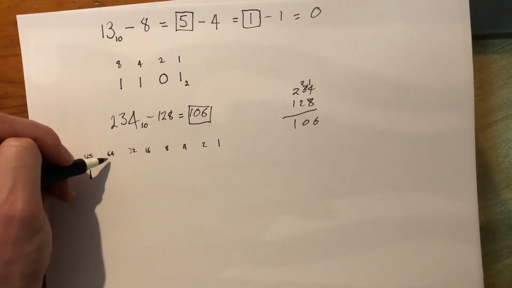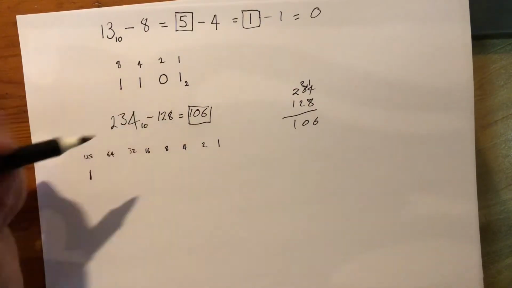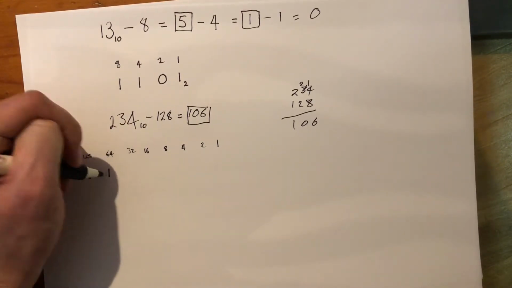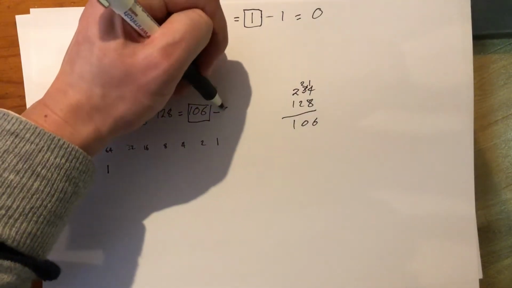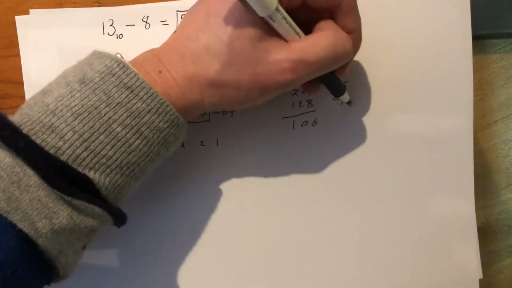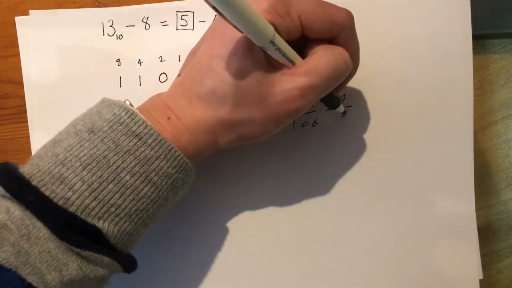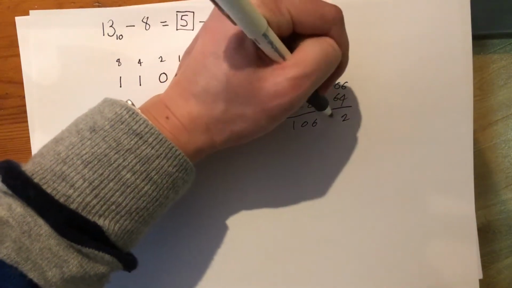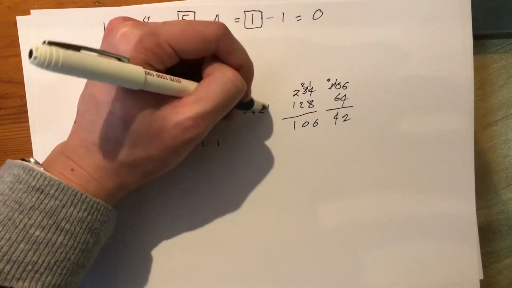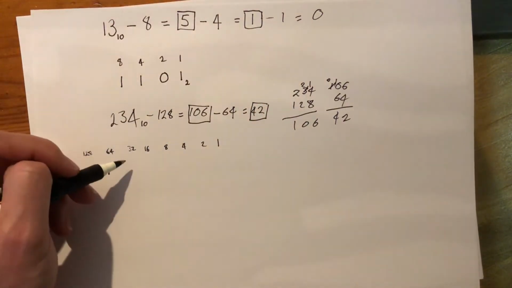We move on to the next place value. Does 64 fit inside 106? Yes, it does, because it's smaller than 106. So we put a 1 in there. And again, we work out the remainder. I'm just going to do the sums over here. If you've got a calculator, you can use that by all means. And that gives us 42 as our remainder, and that's our new number to work with.